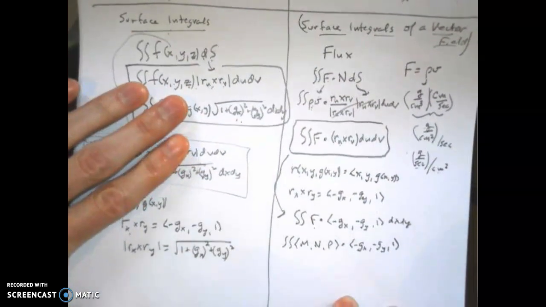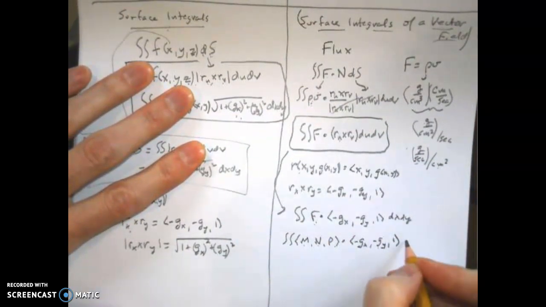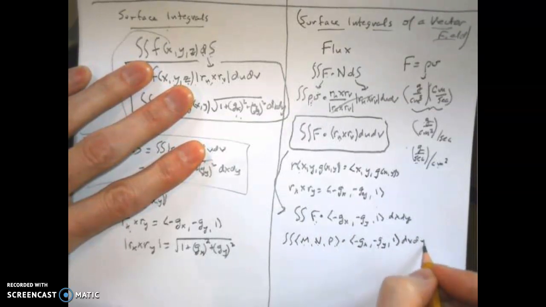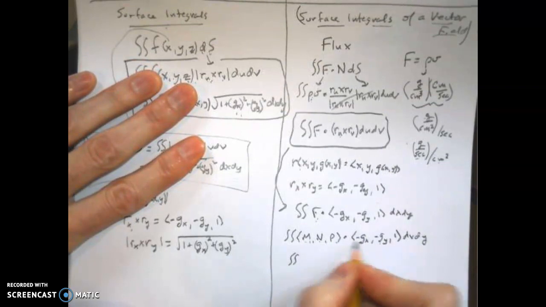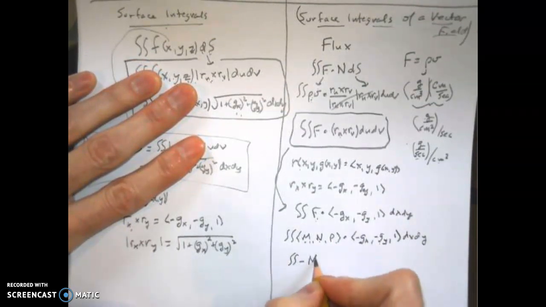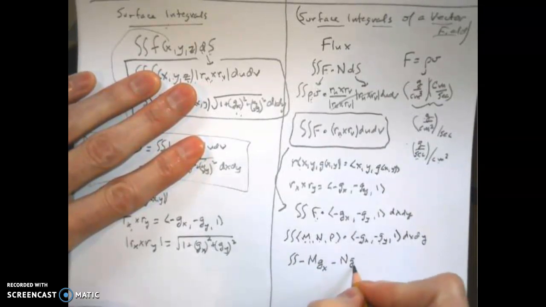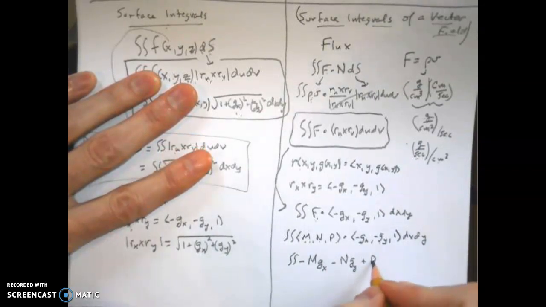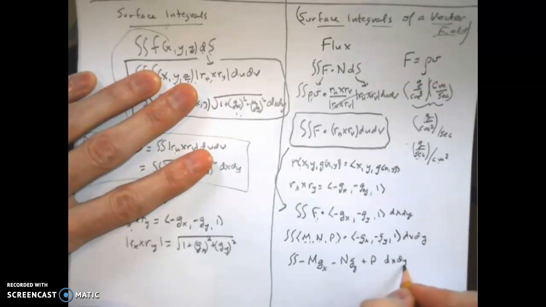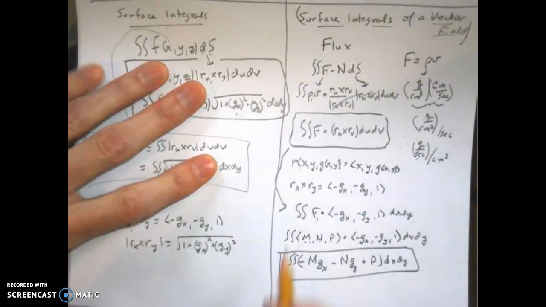Sorry, can you see that? So I just replaced the F with M, N, P and brought this down, dx dy. That becomes a double integral of, when we multiply these together, negative M dg/dx, minus N times dg/dy, plus P, dx dy. So that's how you're going to calculate flux.